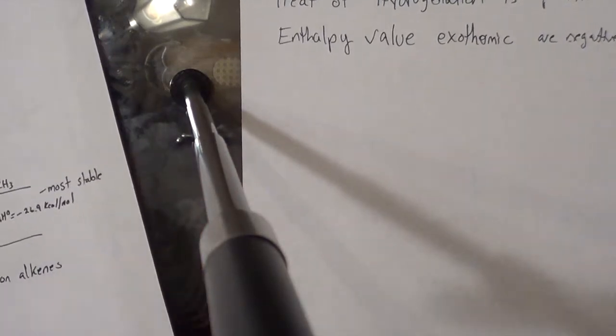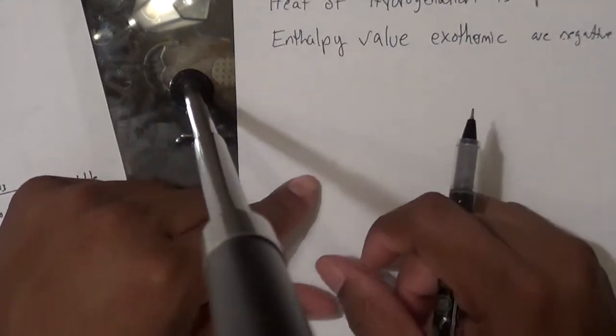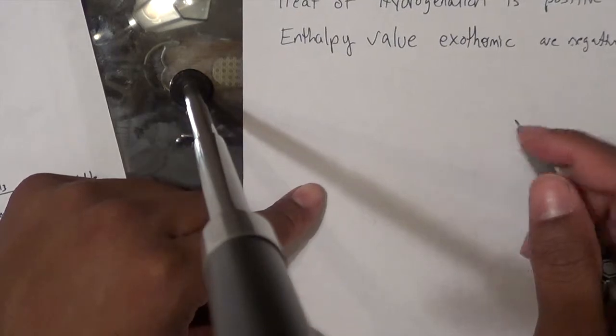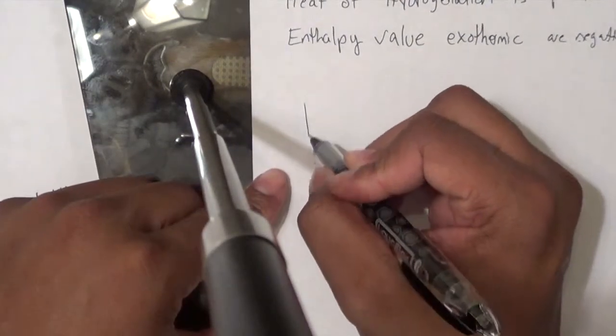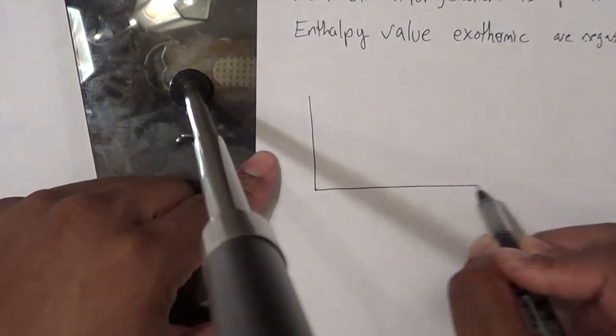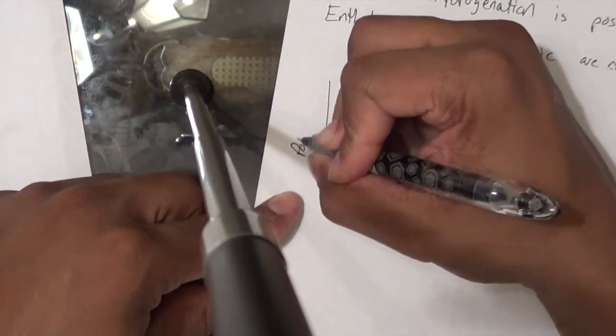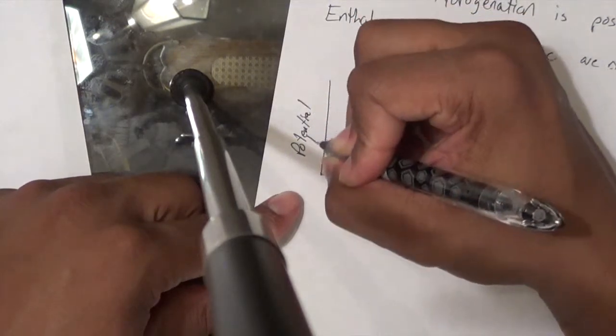What I want to show you is that we don't know the mechanism, so we cannot really draw a reaction coordinate diagram, but we can look at the stability of the alkene versus the alkane. We can look at the stability of the reactants and the products to determine which reaction will be more favorable. So let's just look at it and then I'll explain further. If we were to look at a potential energy diagram here, we'll put potential energy.